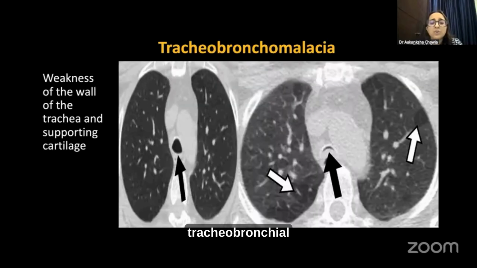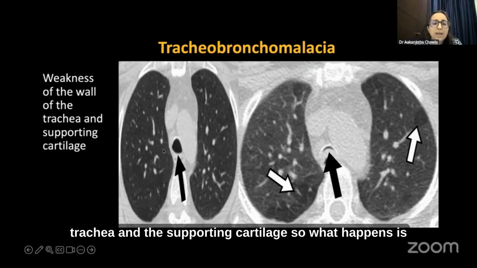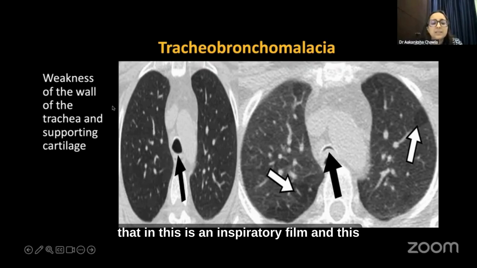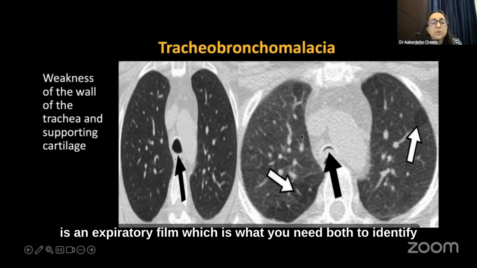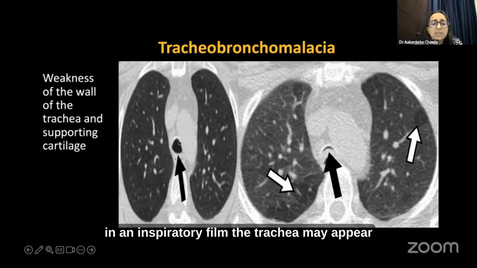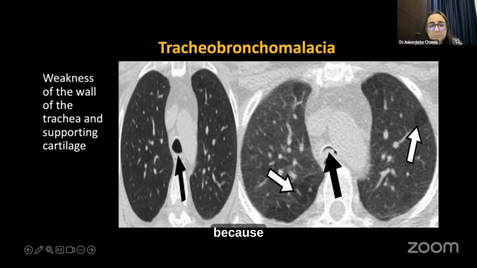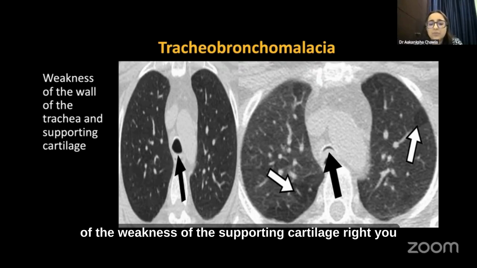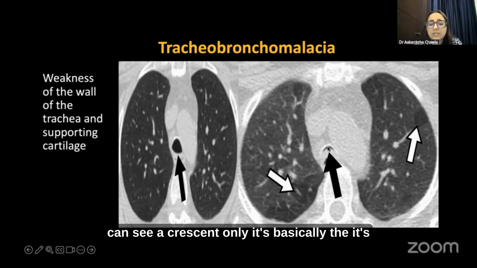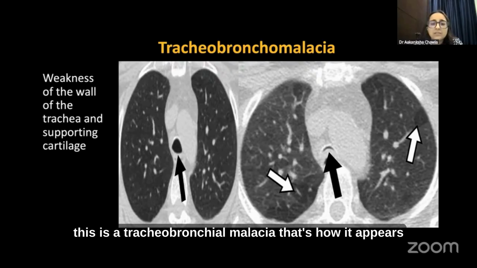Now, tracheobronchomalacia is basically weakness of the wall of the trachea and the supporting cartilage. So this is an inspiratory film and this is an expiratory film, and you need both to identify it. In an inspiratory film, the trachea may appear normal or the lumen might be a little altered like this. But on expiration, there's almost complete collapse of the trachea because of the weakness of the supporting cartilage, right? You can see a crescent only. It is collapsing anteriorly. So this is tracheobronchomalacia.